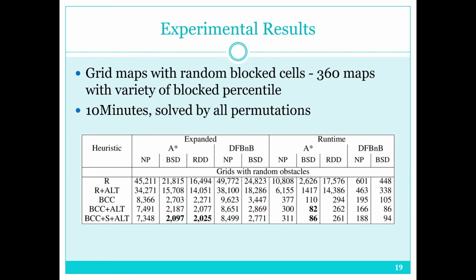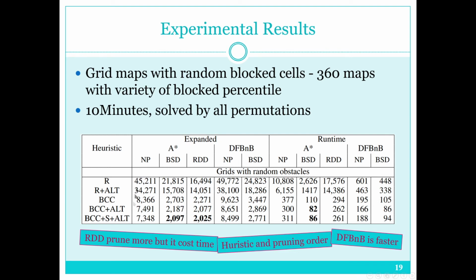In our first experiment, we used the solver to solve 360 grid maps. We limited the solver to 10 minutes, and this table summarizes all the instances that were solved by all the permutations. You can see here the expanded nodes summary. Here is the runtime summary. Here is the search algorithm. Here is the pruning. NP means no pruning, then basic symmetry detection, and reachable dominance detection. As for heuristics, R means reachable heuristics, alt means alternate space heuristics, BCC means biconnected component heuristics, and here is the separate alternate steps heuristic.